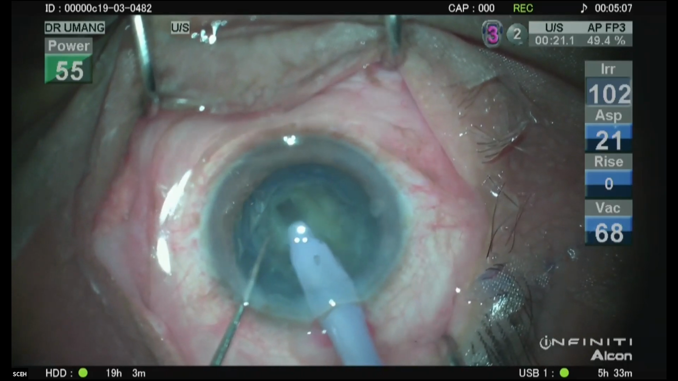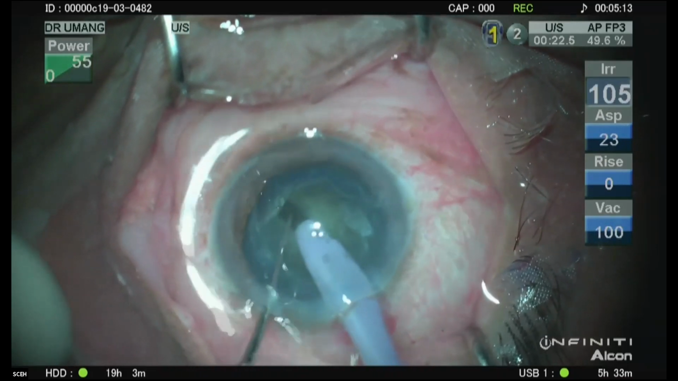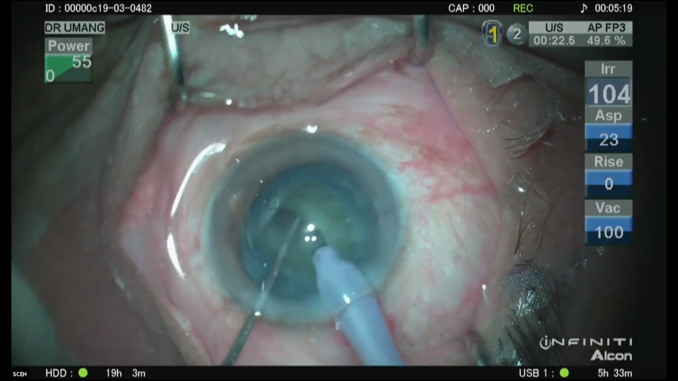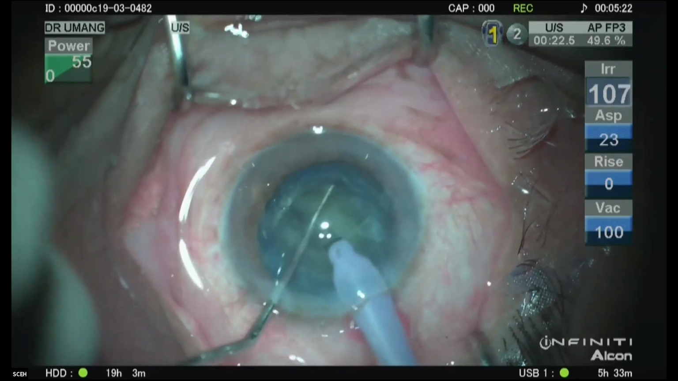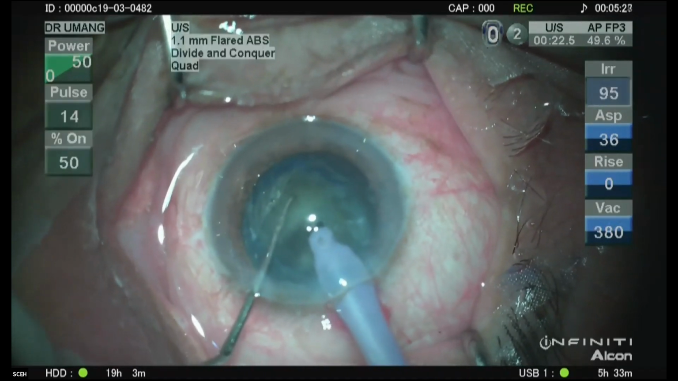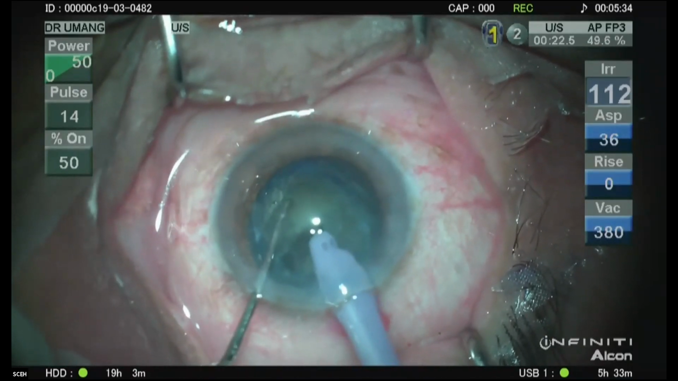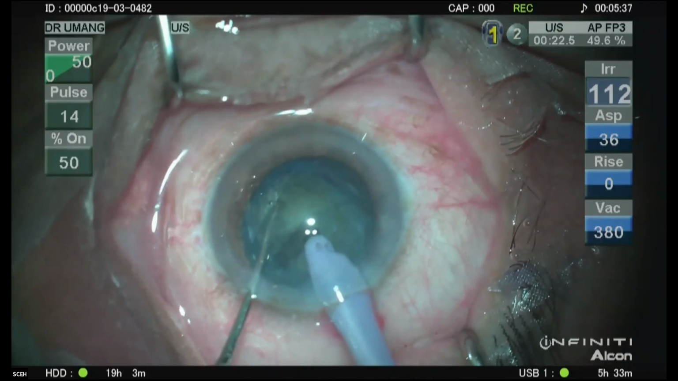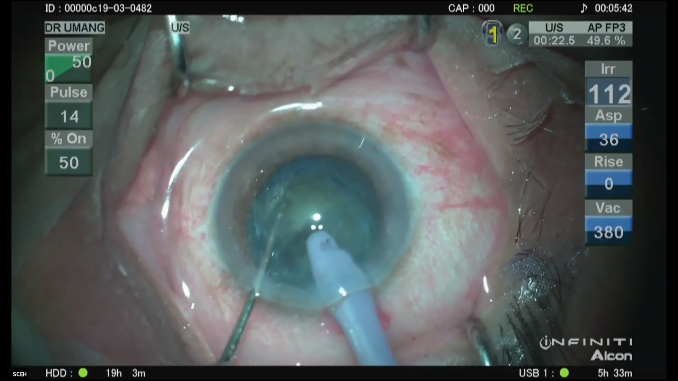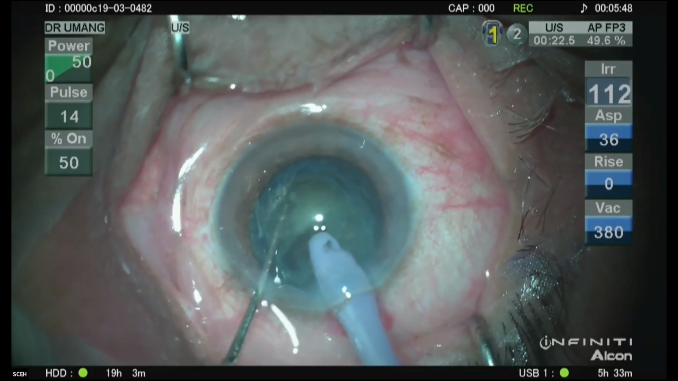And now I can start seeing the red reflex. At this point, I feel that I have adequate depth and I can crack the pieces into 2, and I would like to position it so that I can attack it better. So if you can see the settings at this time, now we are in pulse mode at a higher flow rate and a higher vacuum of around 400 millimeters of mercury, flow rate of 36, right? And pulsed Phaco.